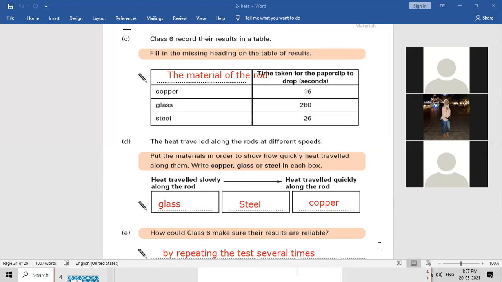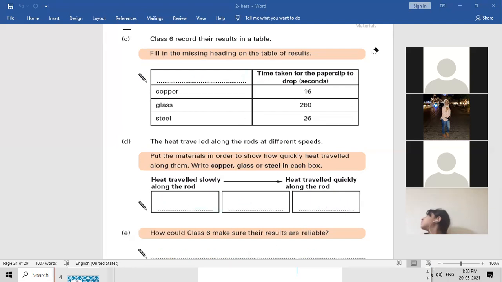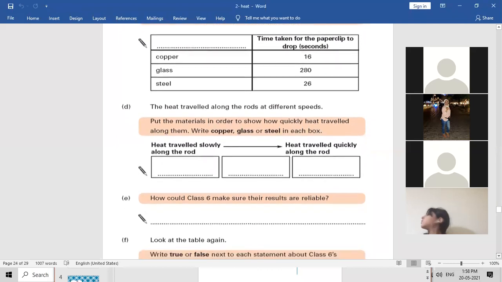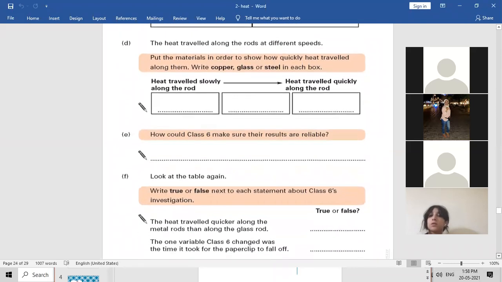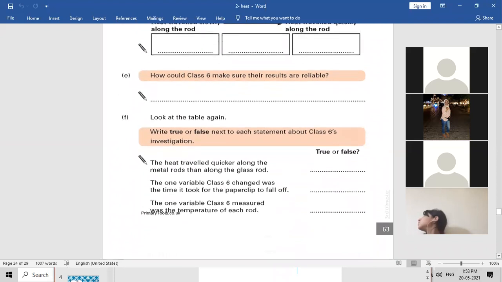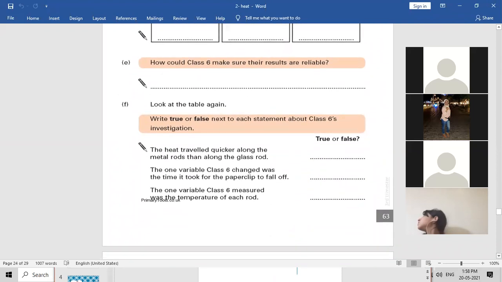All right, the last question is, look at the table. Should I erase this? Did you finish? Yeah, you can erase it. Okay. Miss, I did not finish number E. That was a homework, dear.